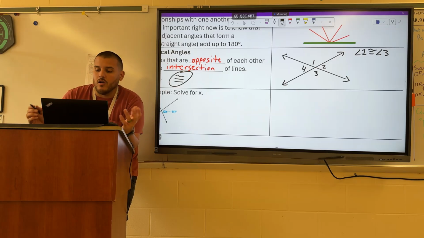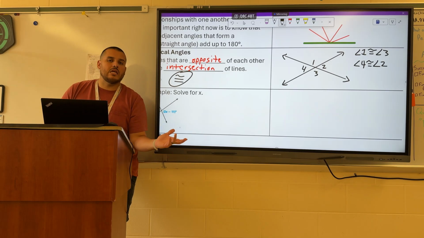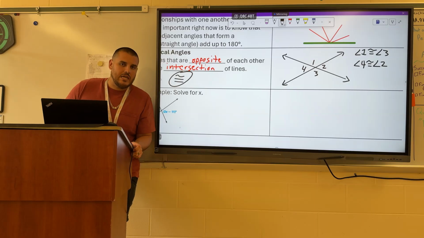Again, angles 4 and 2 are also vertical angles. They have to be congruent. Angle 4 is congruent to angle 2. So if I knew angle 4 was 80 degrees, then angle 2 would also be 80 degrees.